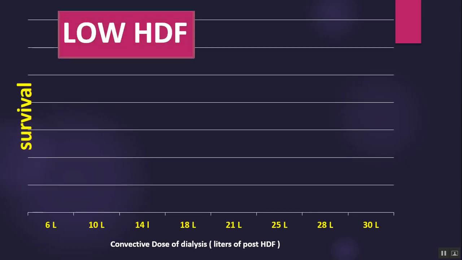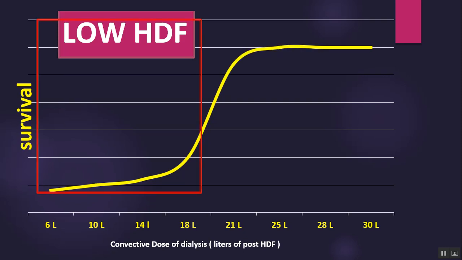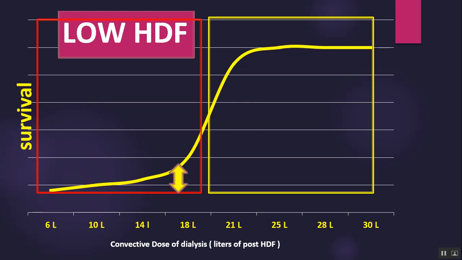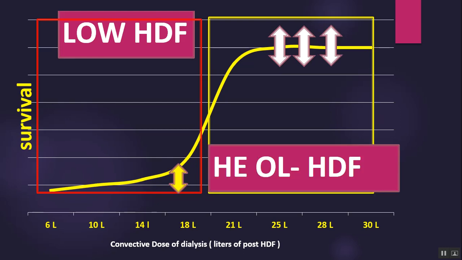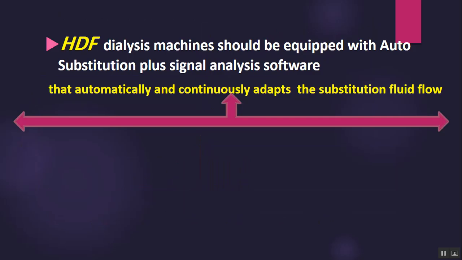When we look at that, below 21 liters there is no improvement in survival, except if we can move toward 23 liters. Above that, no significant changes in survival. That's called high efficient online hemodiafiltration.